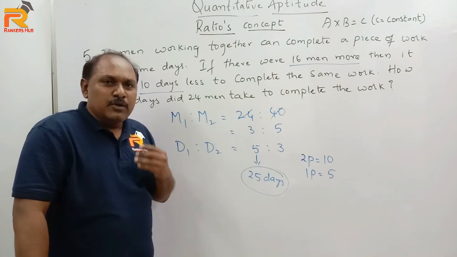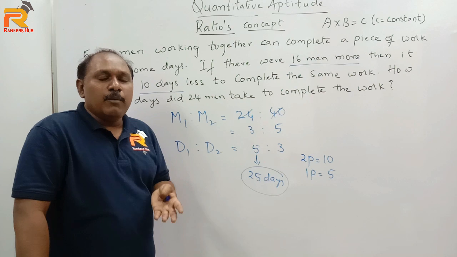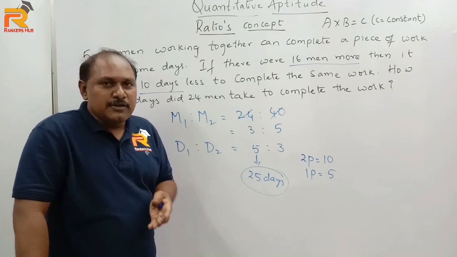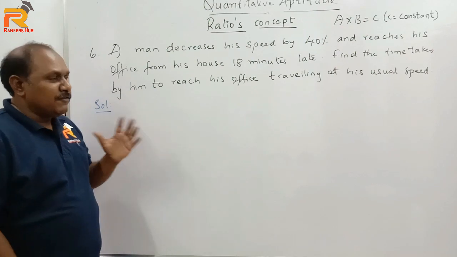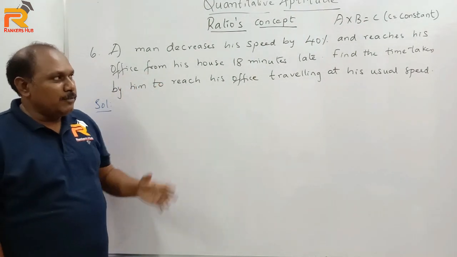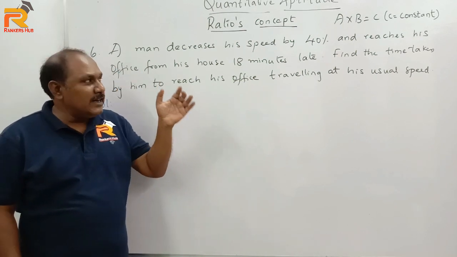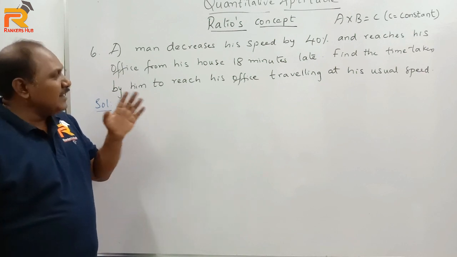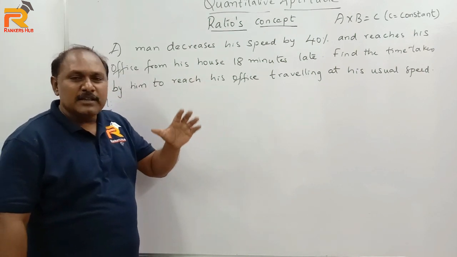Now let us look into the next problem where we are going to solve the problems in time and distance using ratios. Now let us look into a question from time and distance. A man decreases his speed by 40% and reaches his office from his house 18 minutes late. Find the time taken by him to reach his office traveling at his usual speed.